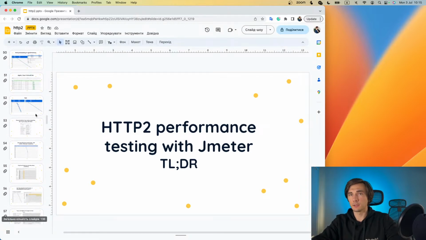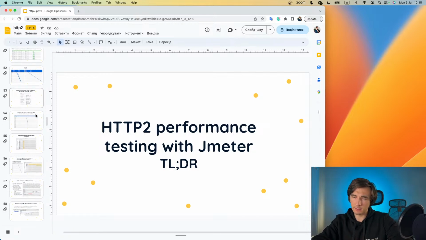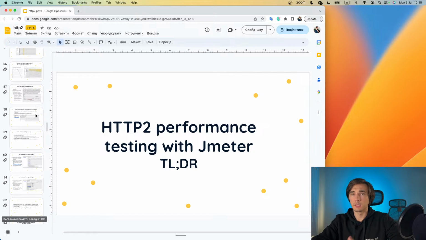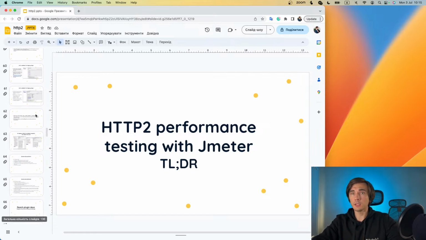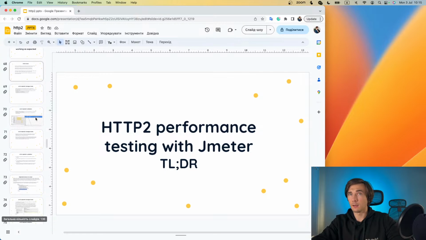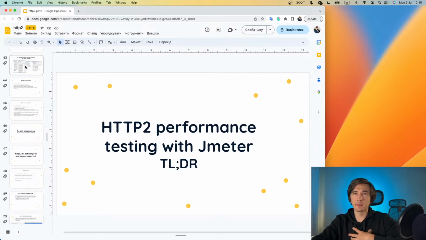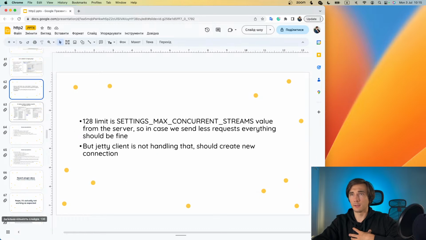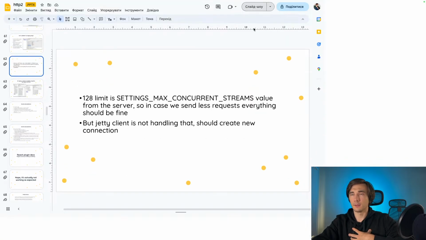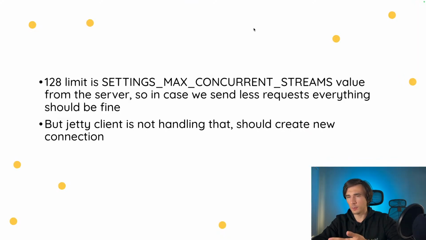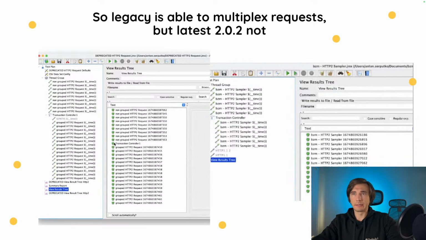But if in your case you're going to send fewer requests simultaneously, then it should work fine. But if you still see that it is not working, you understand why the new version, the 2.0.2 of the plugin, was developed. So let's at least try to figure out what it is. Is it multiplexing requests?